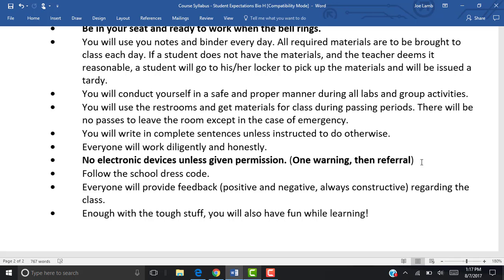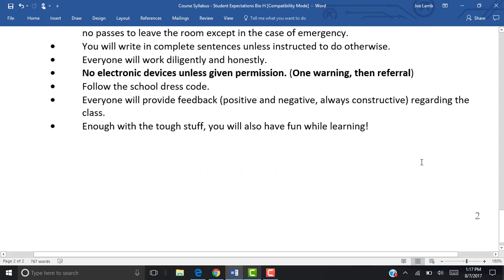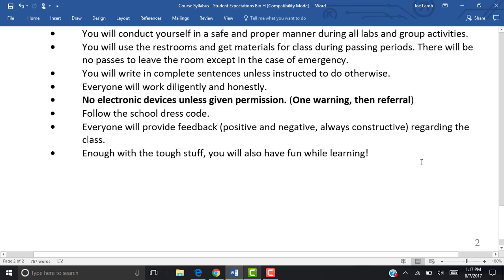So that pretty much covers the entire syllabus. As always, if you have any questions, let me know. We'll go through things in a little more detail in class, but this is just a good, quick little reminder of what my expectations are, and please make sure that you're following them, and we won't have any problems, and we'll have a great, successful school year together.